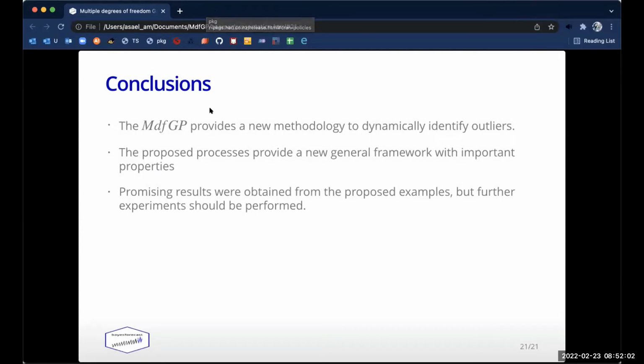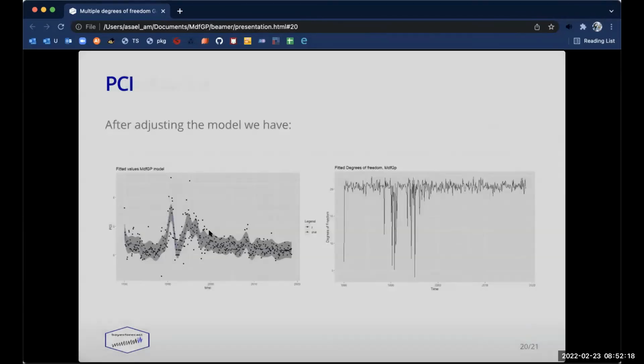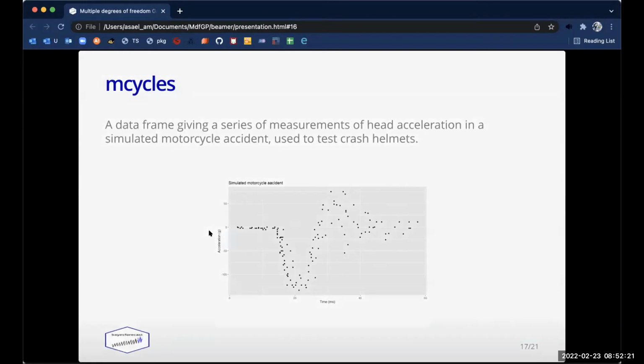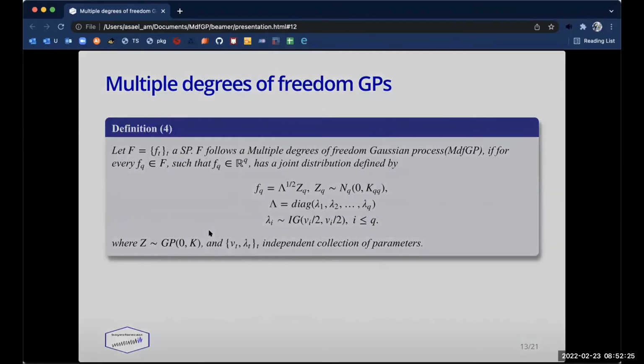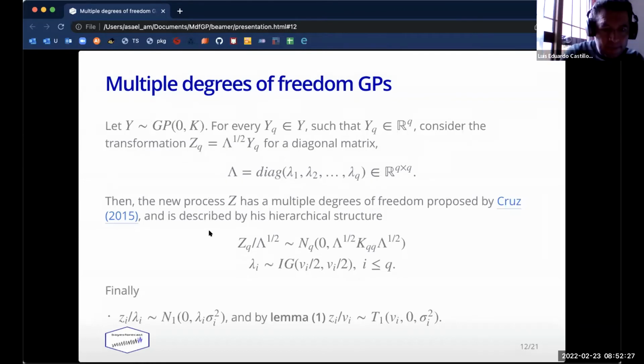Thank you. I have a couple of questions. What is the behavior of this process when the dimension increases? Because I think you have a multiplication in the covariance structure. Have you tried with examples how the behavior is for, like, I don't know, dimension larger than 3 or 4?